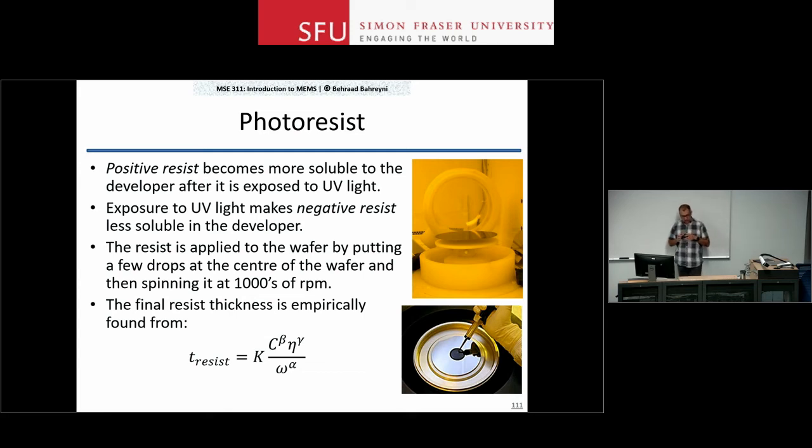Then the next one is the viscosity of the resist. Same thing, the concentration of the polymer and viscosity usually go hand in hand, but you again expect the viscosity to affect it. And then finally the spinning speed, how fast do I spin this wafer? If I spin it at higher speeds, I expect a thinner film of photoresist on the surface.